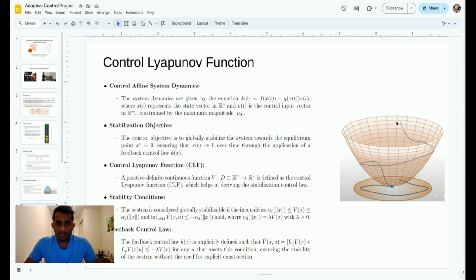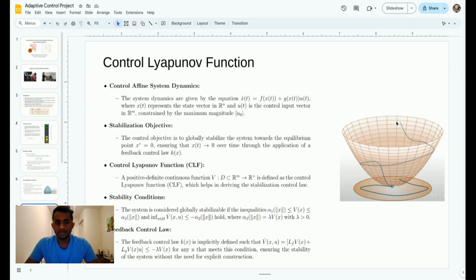In case of a control Lyapunov function, we use the same system dynamics x dot equal to f plus g times u. Here the control objective is to globally stabilize the system towards the equilibrium point x star while ensuring that x of t tends to 0 over time through the application of our control law.